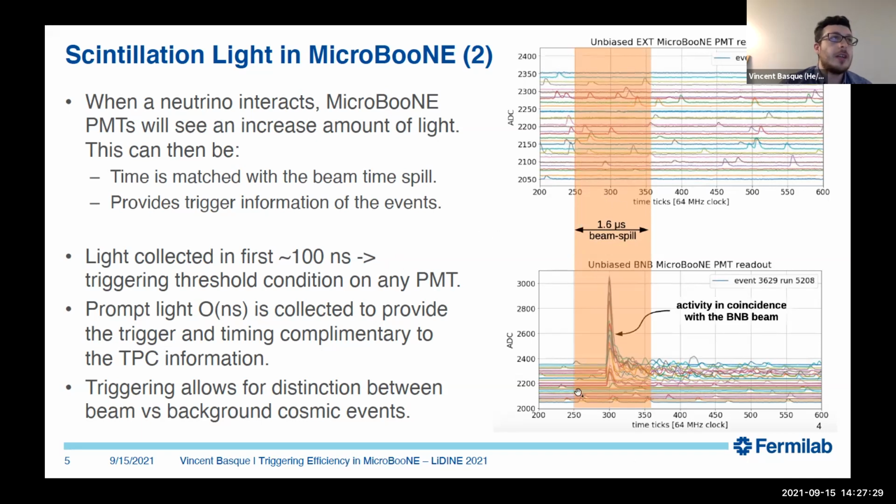So we do this by collecting the light in just the first 100 nanoseconds or so to give us a threshold condition on our PMTs to trigger on. And that light provides the trigger, obviously, and the timing is complementary to the TPC information. So that gives us our T0 and X position especially. And the triggering, especially in time with the beam spill, can allow us to distinguish between a true beam event or a background cosmic event that we get a lot of because we're at the surface.